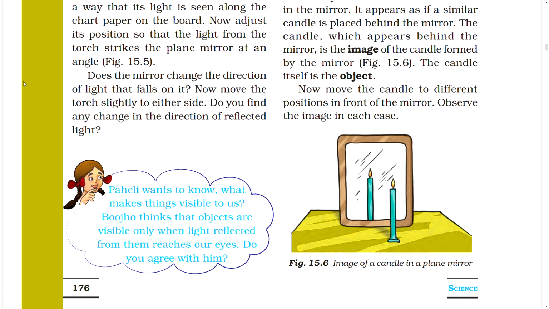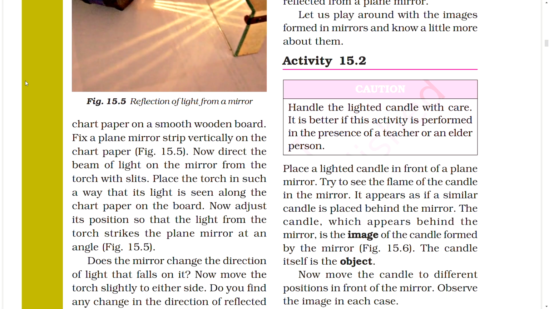Does the mirror change the direction of light that falls on it? Now move the torch slightly to either side. Do you find any change in the direction of reflected light? Paheli wants to know what makes things visible to us. Bojo thinks that objects are visible only when light reflected from them reaches our eyes. Do you agree with him?